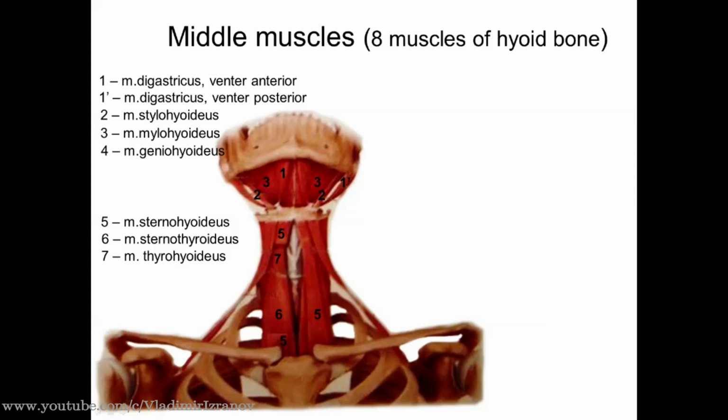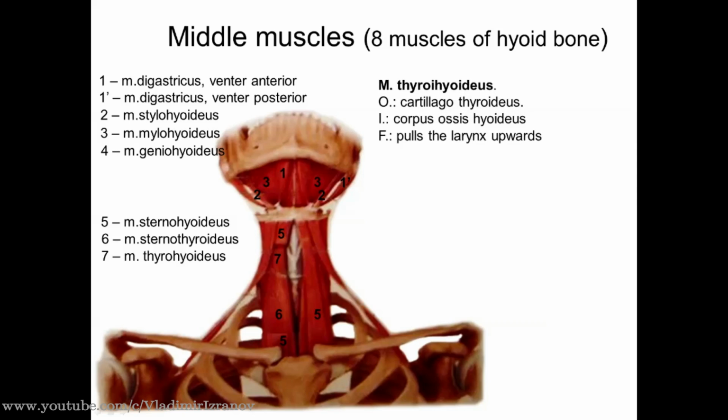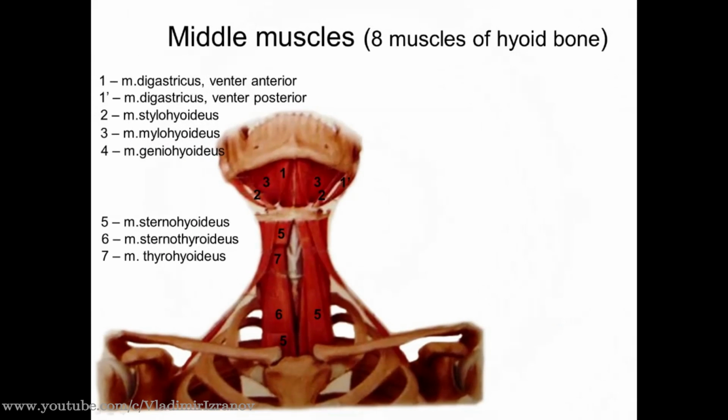And the main points: origo, cartilago thyroidea, insertio, corpus ossis hyoidei, and function: pulls the larynx upwards. Also, during swallowing this movement is necessary. And the last muscle, number 8. Here it is, number 8.